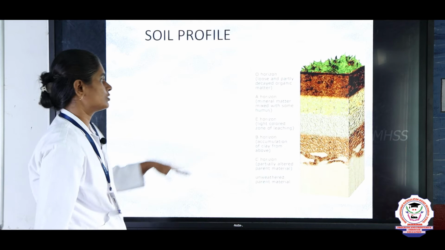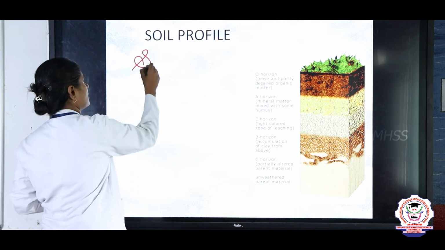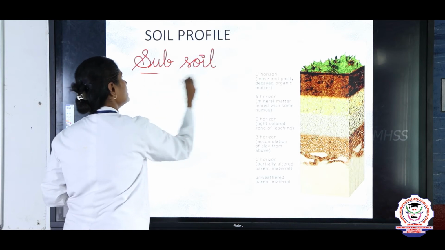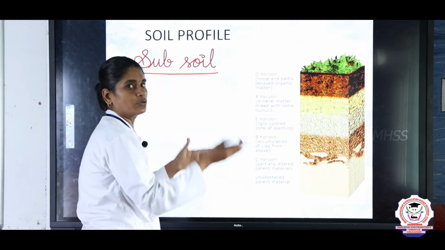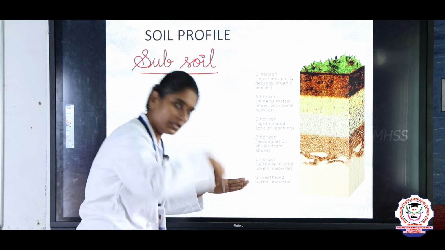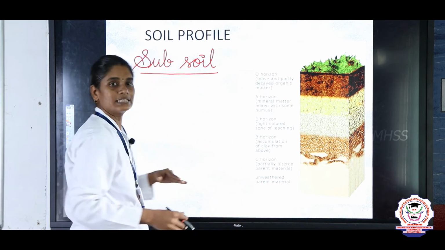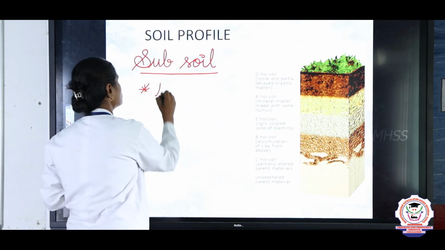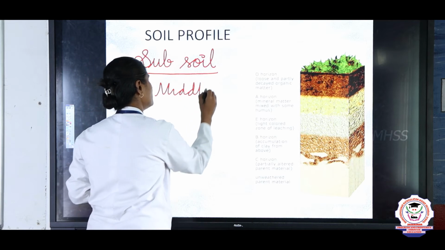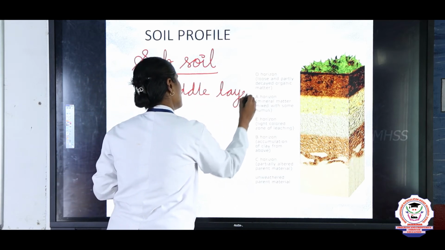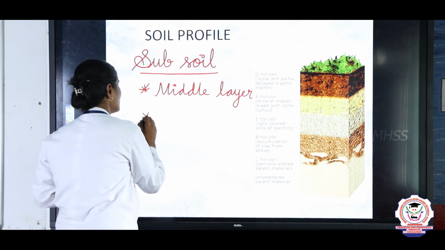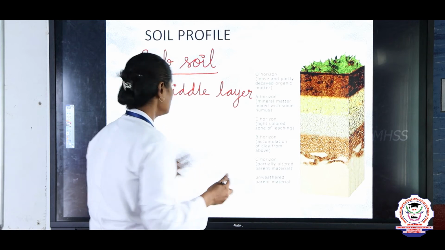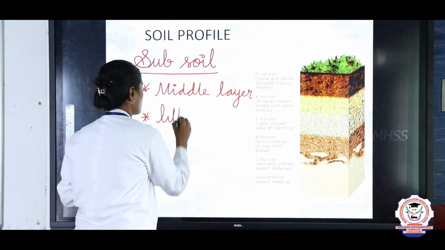The second layer of the soil is called subsoil, S-U-B-S-O-I-L. So, subsoil is the second layer of the soil. After the topsoil, if you go beneath the earth surface, we can see the subsoil. Subsoil is the middle layer of the soil, and here we can see only little water present. There is not much air present, we can see only little water.